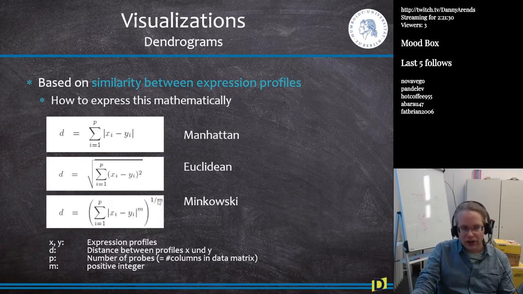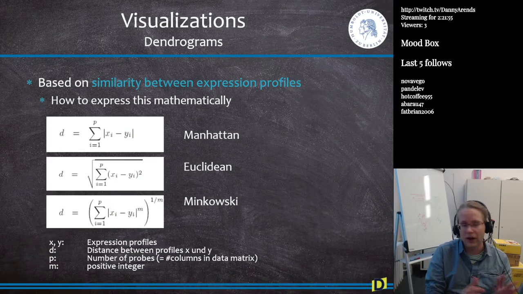And then you have the generalization of this, and this is called the Minkowski distance. Minkowski distance is more or less the same as Manhattan distance and Euclidean distance, because in Minkowski distance, where we say m is 1, it reverts back to Manhattan distance. If we say m is 2, then it reverts back to Euclidean distance. But of course, Minkowski distance allows us to use any scaling factor that we want.